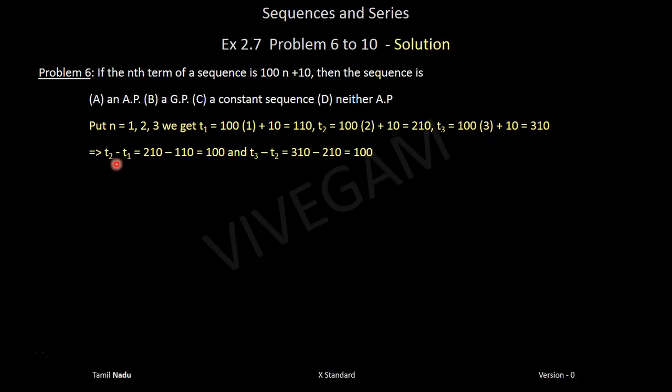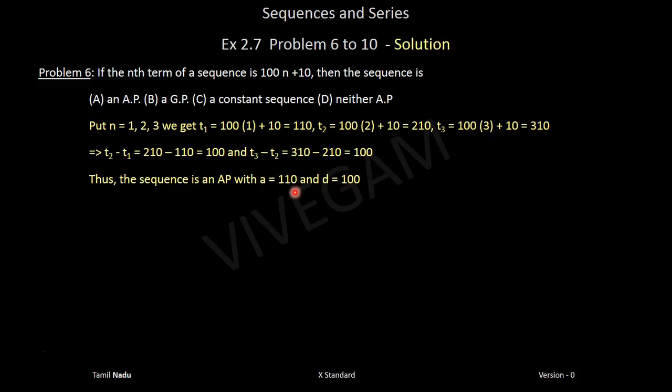So let's find T2 minus T1. What is T2? T2 is 210 and T1 is 110. So it is 210 minus 110, that is 100. Next, what is the next condition? Let's find T3 minus T2. T3 is 310 and T2 is 210. So 310 minus 210, that is 100. And as you can see, T2 minus T1 is 100 and T3 minus T2 is also 100.